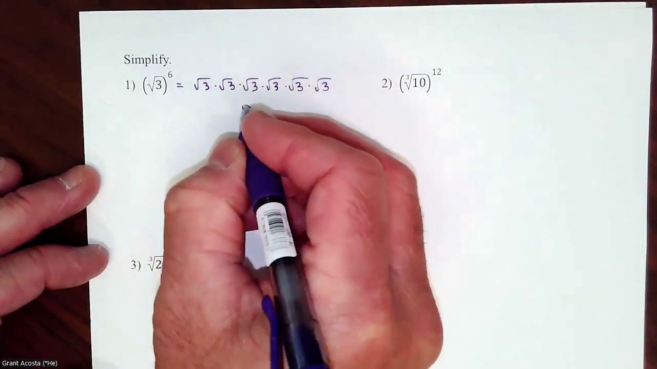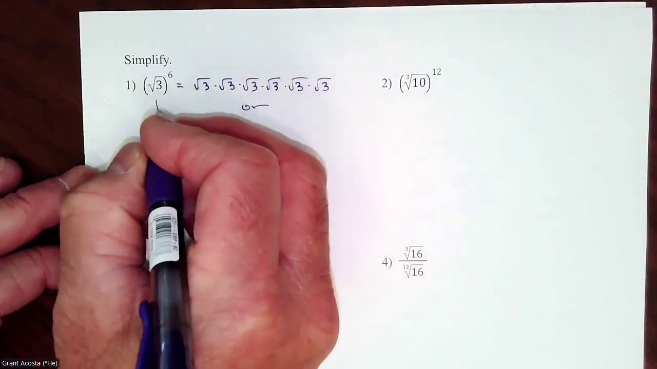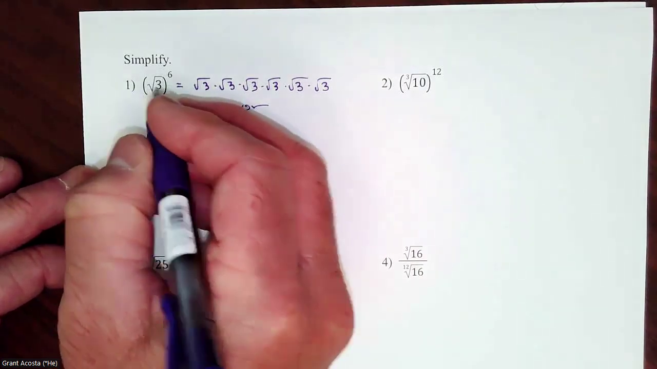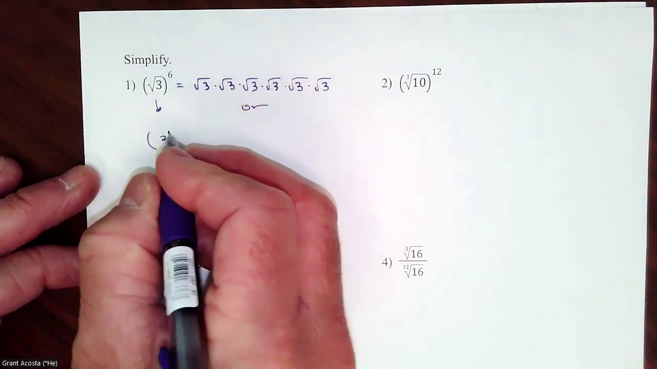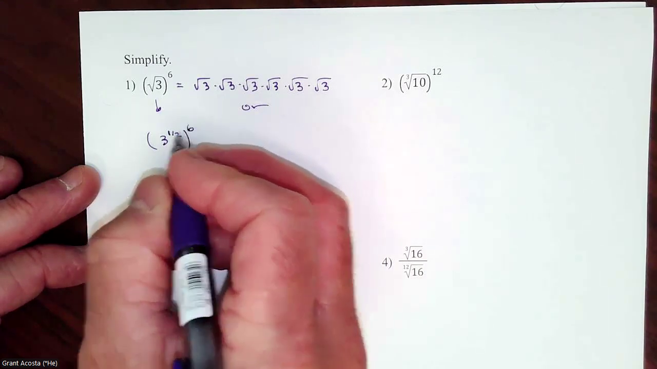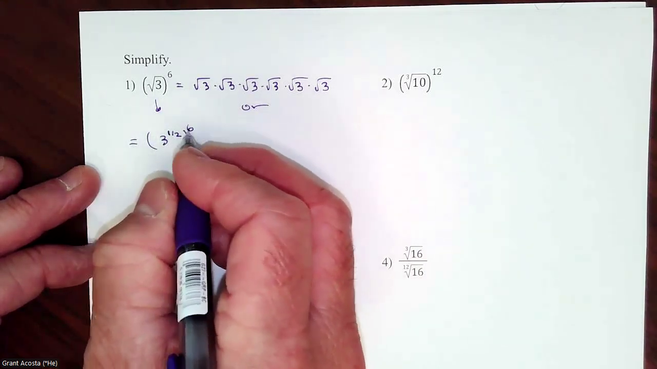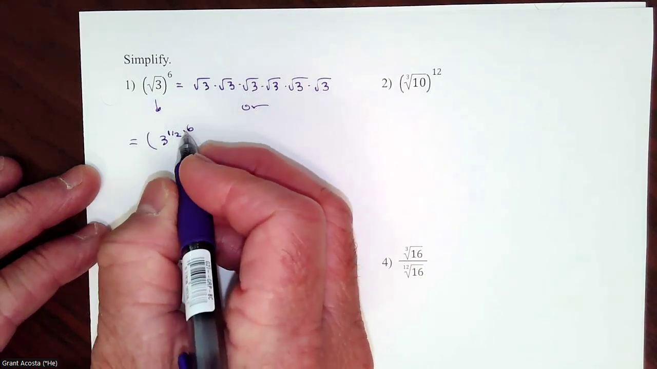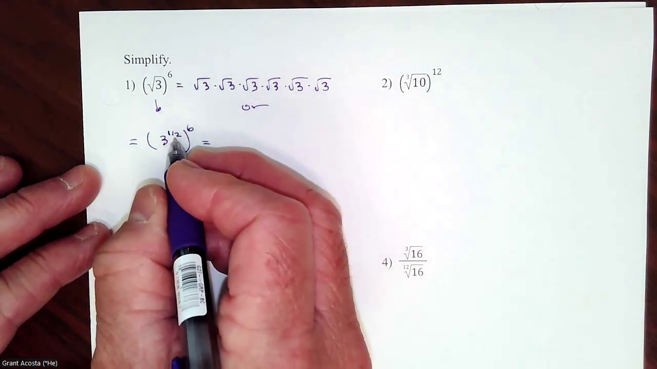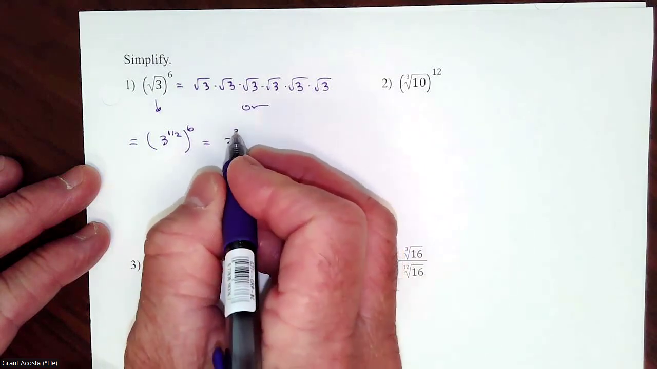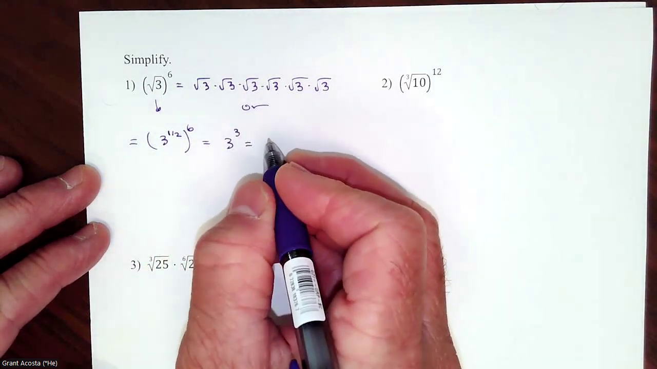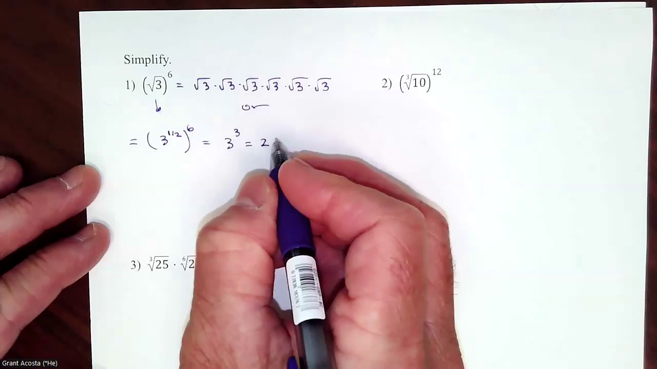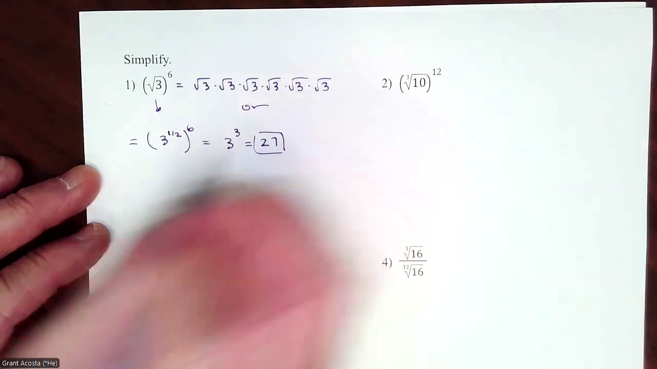But another way to do this is if I use a fractional exponent here, I know that the square root of 3 is really 3 to the 1/2, and I raise that to the 6th power. If we raise a power to a power, we're going to multiply these exponents. 1/2 times 6 is 3. So this is just 3 to the 3rd, which is 3 times 3 times 3 is 27.